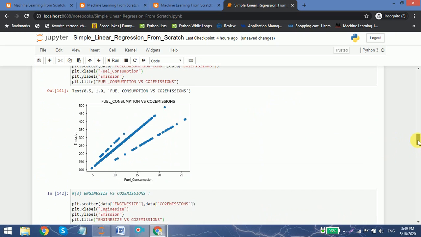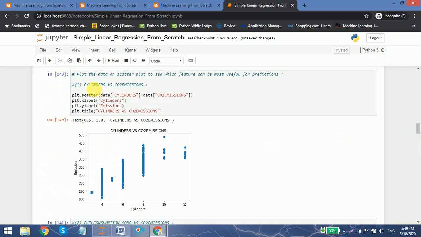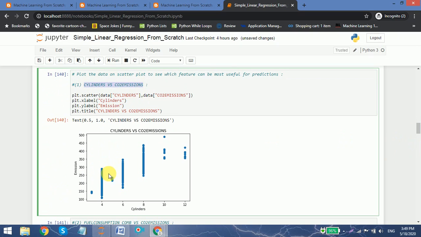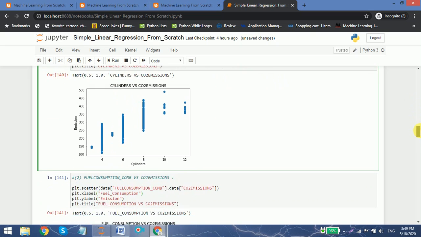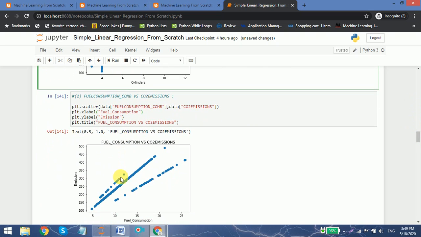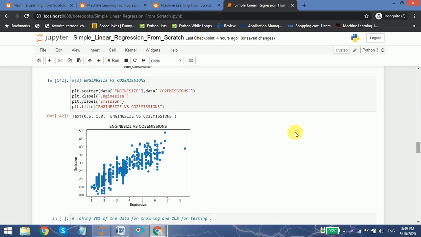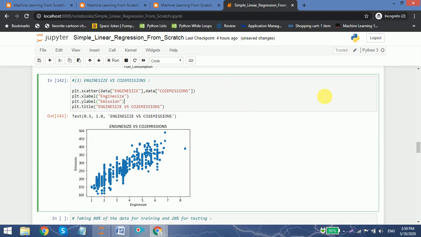In the first plot we took cylinders versus CO2 emissions, and here is our data. For fuel consumption versus CO2 emissions, here is our data. For engine size versus CO2 emissions, we can see that our data is more likely to have a regression line, or we can easily plot a regression line like this. So we are going to use engine size versus CO2 emissions. This means that our prediction of CO2 emissions will be entirely based on the engine size of our car.